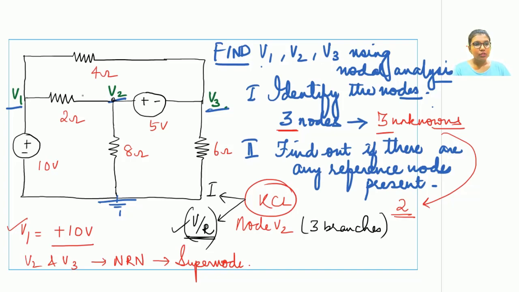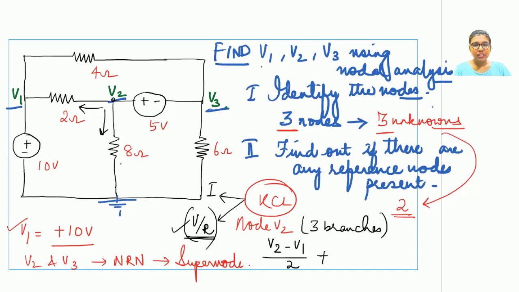Now V2 is connected on the left hand side to node V1. So the KCL equation for this branch can be written as V2 minus V1 upon 2. Our assumption is that the current is always flowing in the outward direction. Based on this assumption, the equation for this branch has been written. Plus, since all the currents are moving in the outward direction, KCL says the summation of all the currents meeting at a point is equal to 0, or the summation of the currents coming in is equal to the summation of the currents leaving.